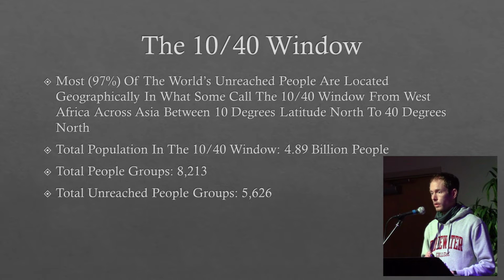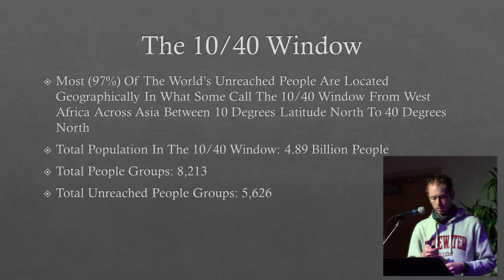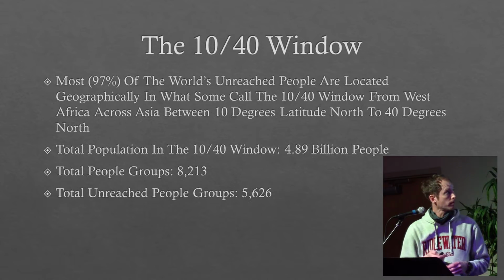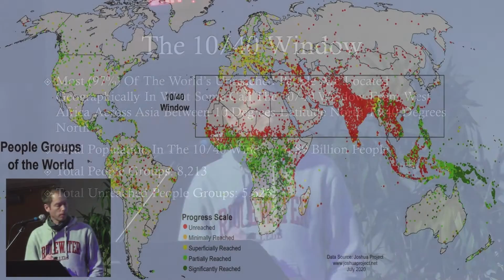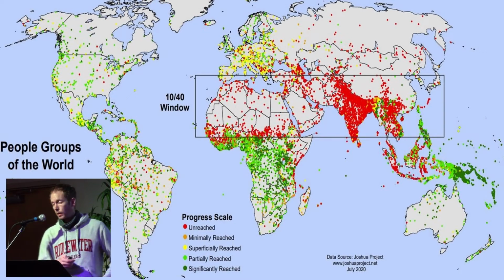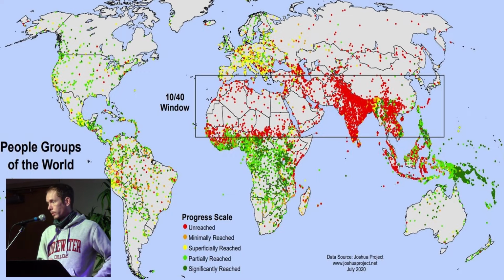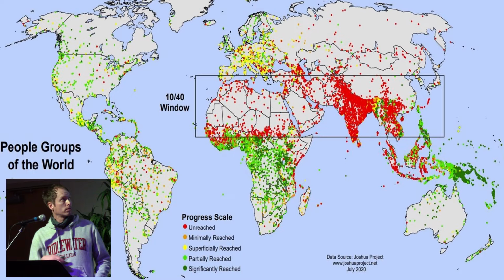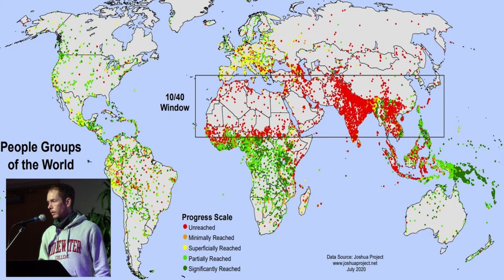Here I'll show you the map because it really explains it better. So this is a map of the world, obviously, and all the red is unreached people groups. And as you can see, that rectangle is the 10/40 window. Clearly that's all across North Africa and through India, the Middle East, all that area.